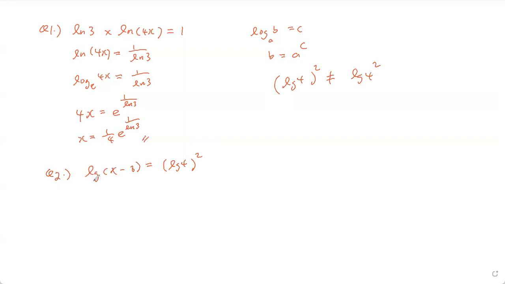Okay, so lg is log base 10, right? So applying the same rule as the previous question, x minus 3 would be 10 to the power of (lg 4) squared. Okay, so this entire thing can be evaluated using the calculator again. All right, and x is equal to this plus 3. Okay, so that's our answer.